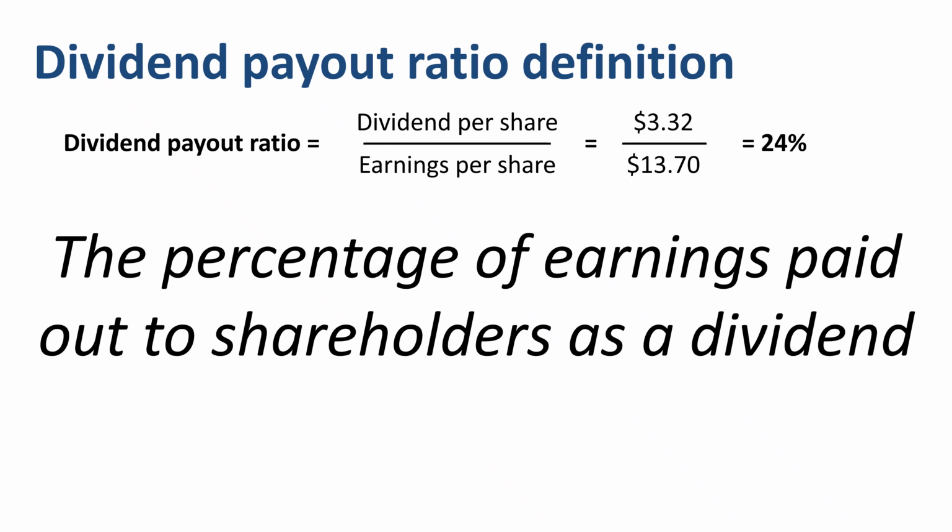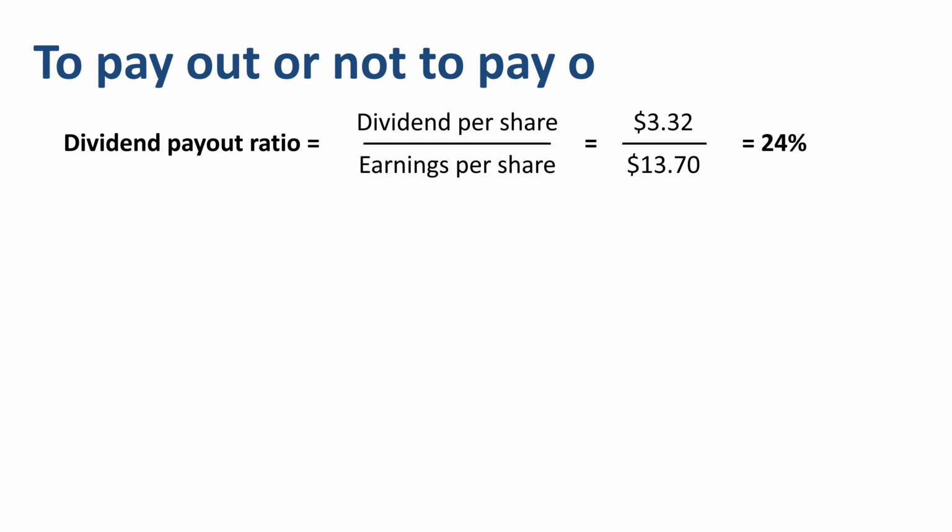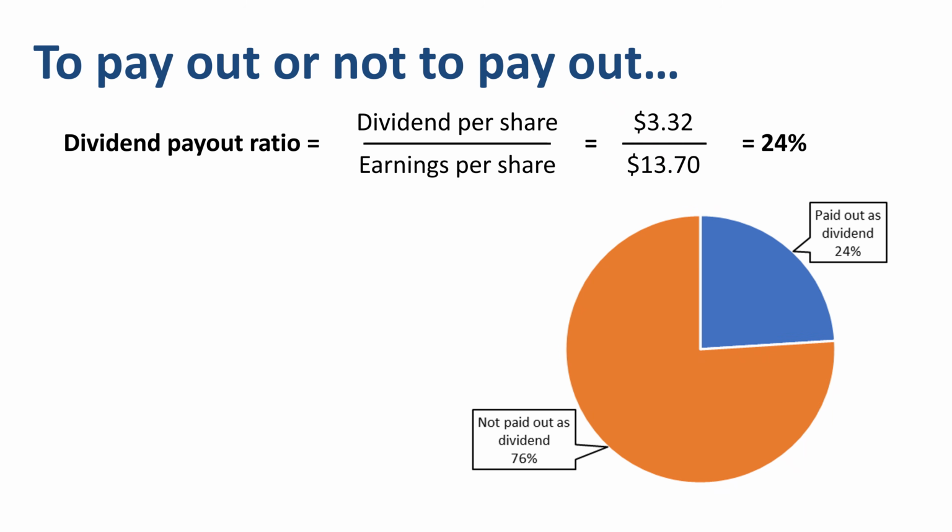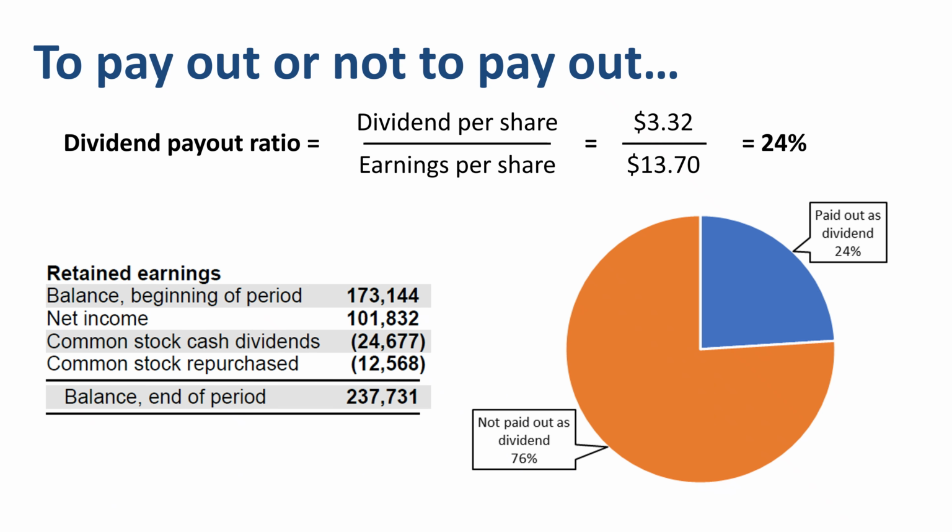To pay out or not to pay out, that is the question. So if at Microsoft 76% of earnings is not paid out as a dividend, does that mean that all of this is retained within the company? Not necessarily. The Microsoft balance sheet provides us the information to answer that question. Retained earnings balance at the beginning of the year, add the net income of $101.8 billion that we found on the income statement, minus dividends paid, minus the impact of share buybacks on retained earnings, and you get retained earnings balance at the end of the year.